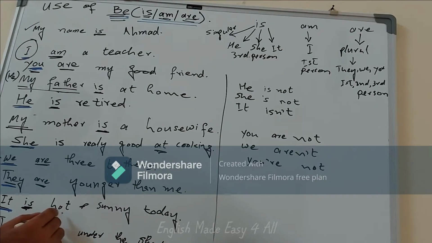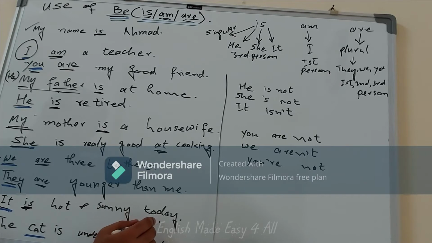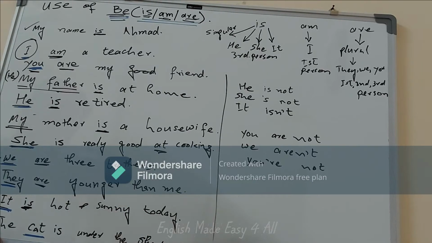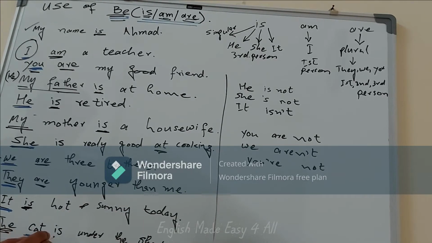It is hot and sunny today. And then the cat is under the shade. It's sunny today because, so the cat is under the shade.